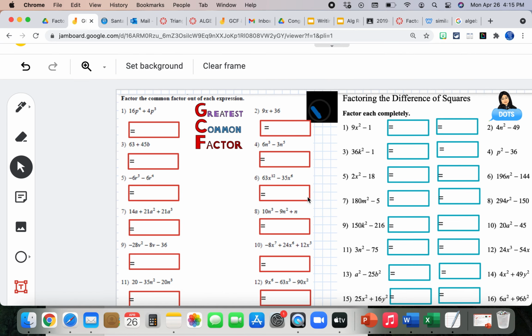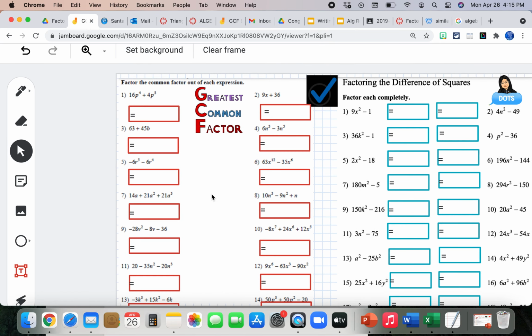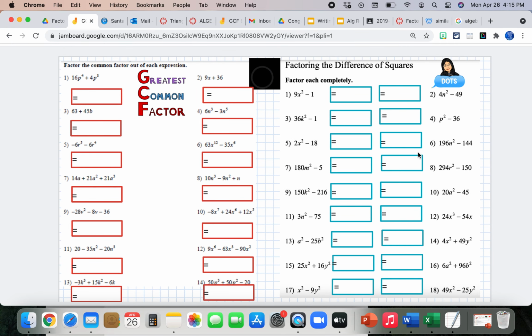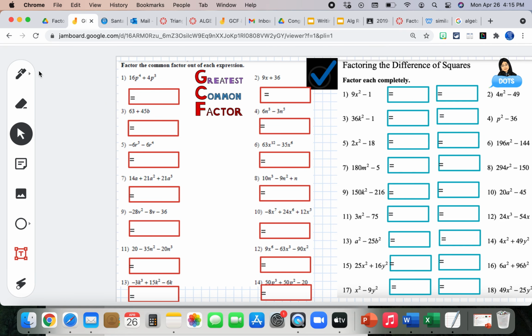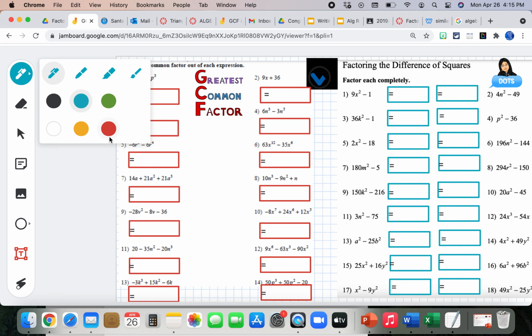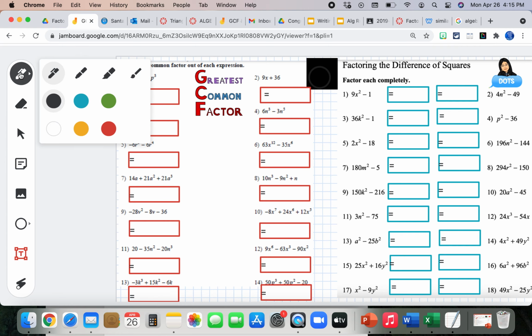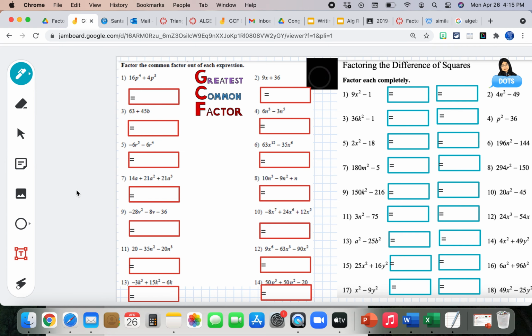We will do some of these problems. This is your work assignment, and we will do some of these problems as guided practice for you. So let's go ahead and start with number 1. I'll go ahead and use blue. Okay, so our number 1 is GCF, greatest common factors, right?